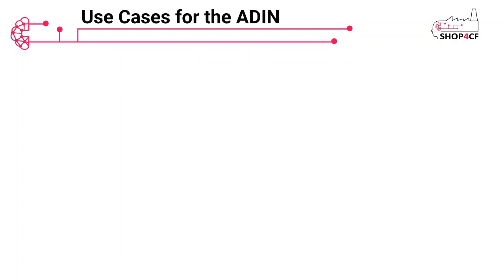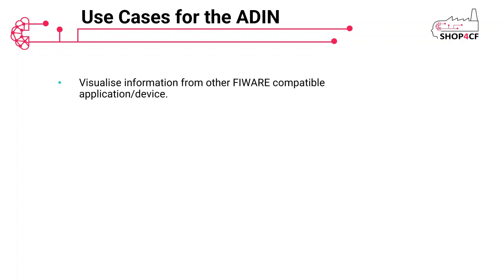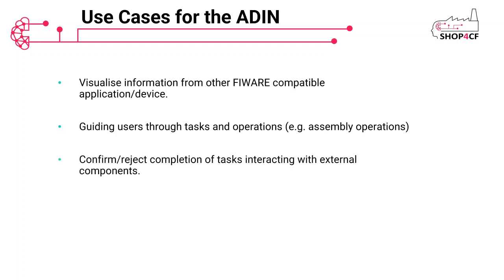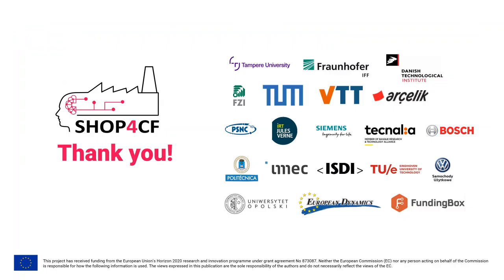ADIN can be used in multiple scenarios. It can be utilized to visualize information from other FIWARE-compatible applications or devices. It can be used for guiding users through tasks and operations, for example, in an assembly operation. Also, it can be used to confirm and reject completion of tasks, interacting with external components. That's all for now.